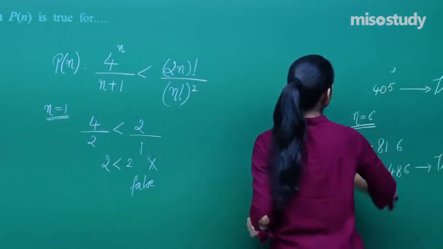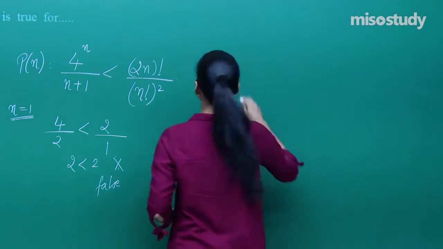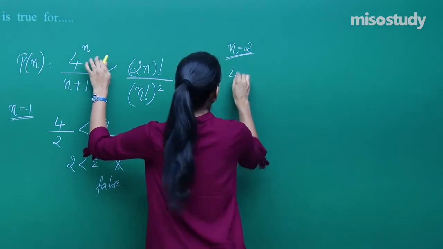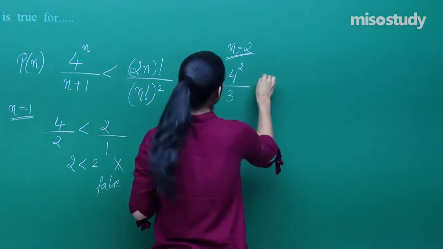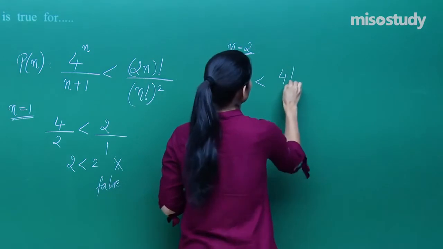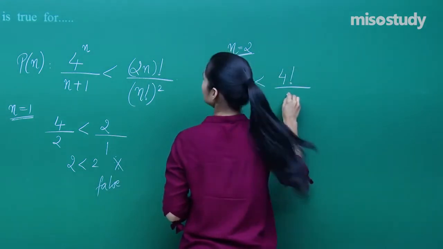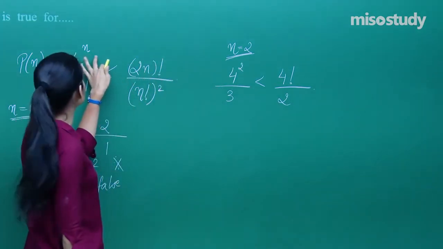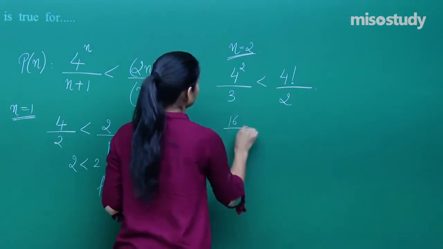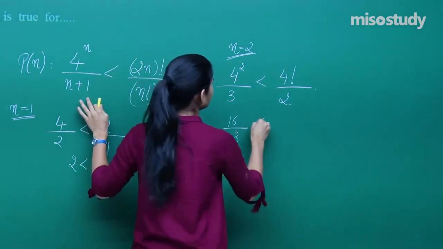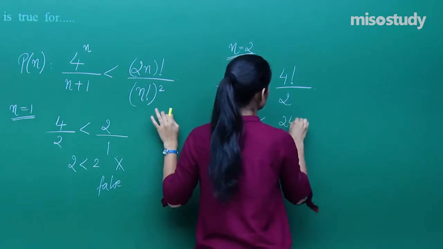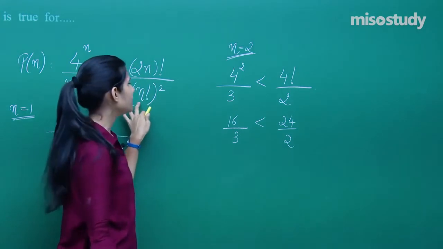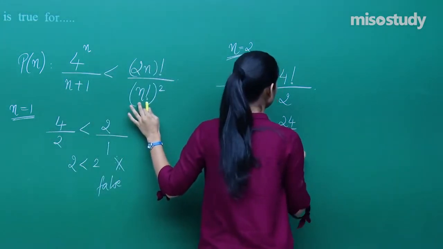If I talk about n equals 2, it becomes 4 squared upon 3 less than 4 factorial upon 2 factorial whole squared. So you get 4 squared, which is 16, divided by 2 plus 1, which is 3, is less than 4 factorial, which is 24, divided by 2 factorial whole square. So this is 4.